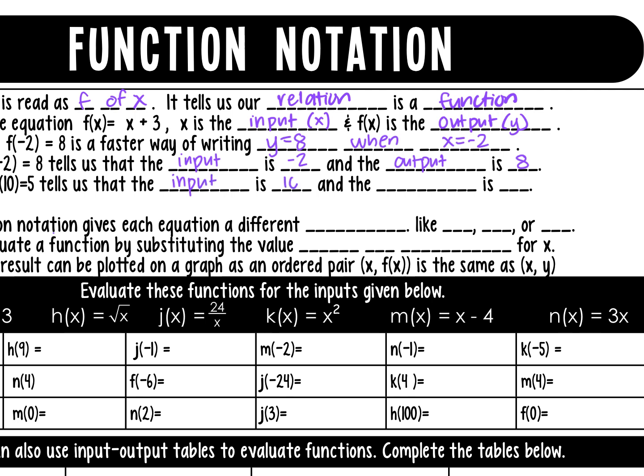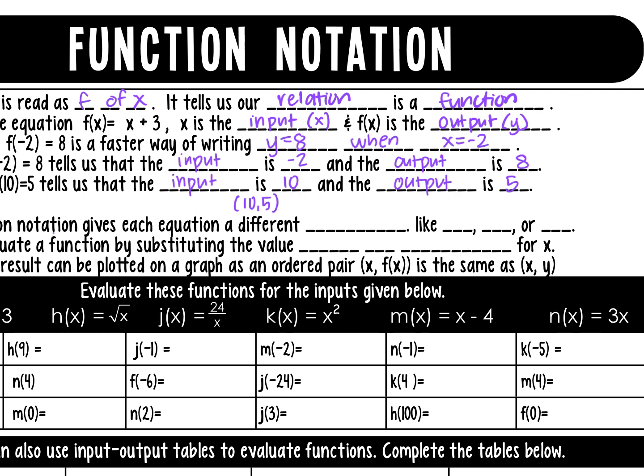F of 10 tells us that the input is 10 because that's where the x would be for the general equation, and the output is 5. Now, f of 10 equals 5 doesn't tell us what the actual equation is. All it tells us is that we would get out this point, 10 comma 5, when we put it into the f function.